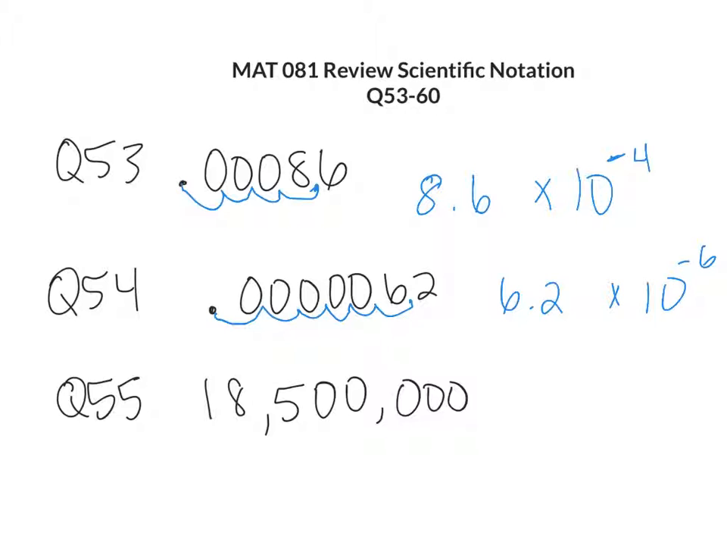Technically, we don't see a decimal here. It's right here at the end. We're going to have to move it 1, 2, 3, 4, 5, 6, 7 times. Times 10 to the 7. It's positive because we had started off with a larger number.